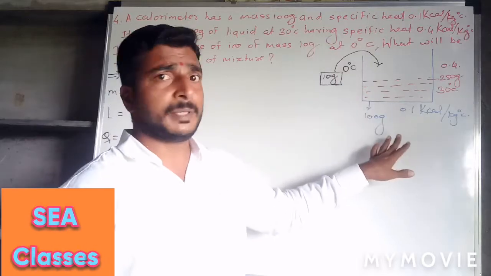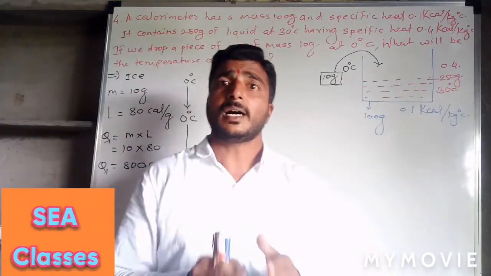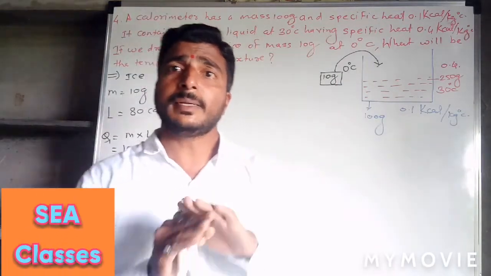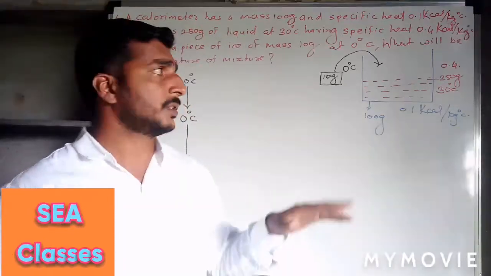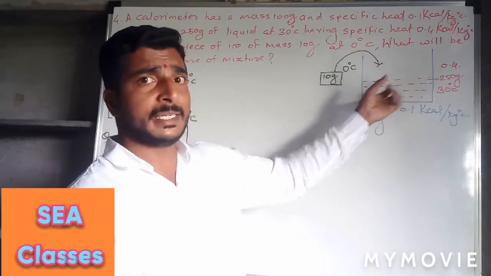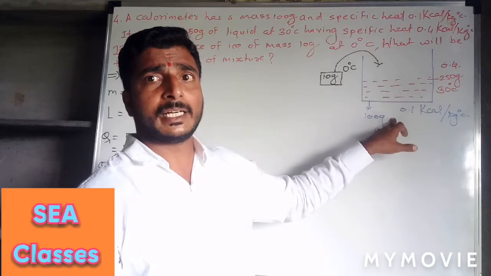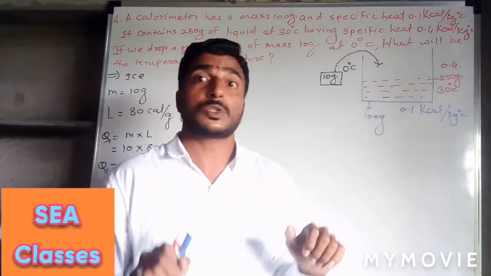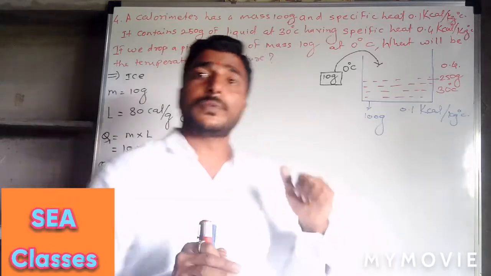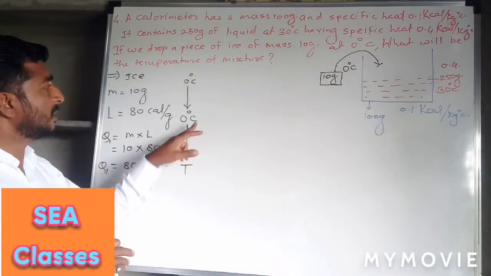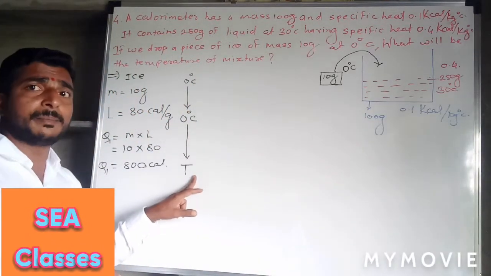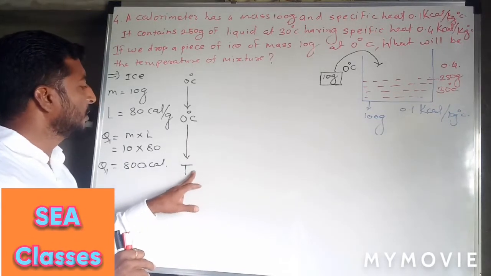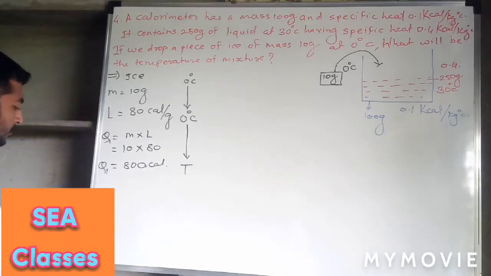Since they are at different temperatures, when they are mixed, after some time the heat will remain, that means the temperature will remain constant. You know that this ice will absorb the heat from the liquid and calorimeter, and after some time they will attain an equal temperature. What that temperature is we don't know, so we will consider that temperature as T. This water will go down to the temperature T.